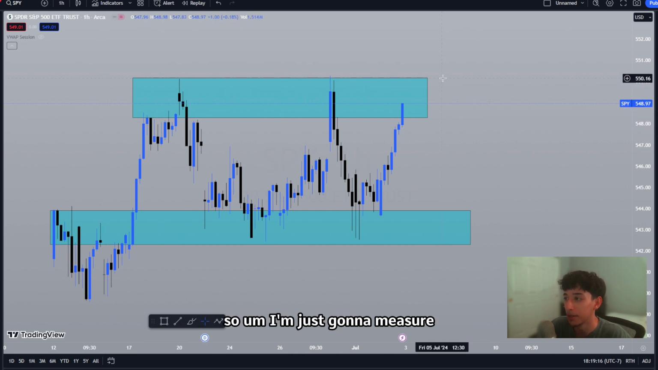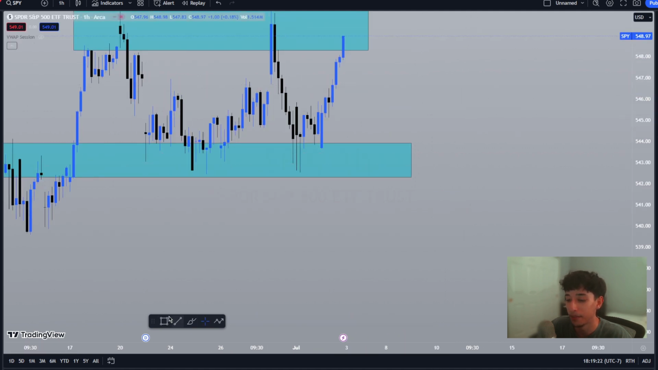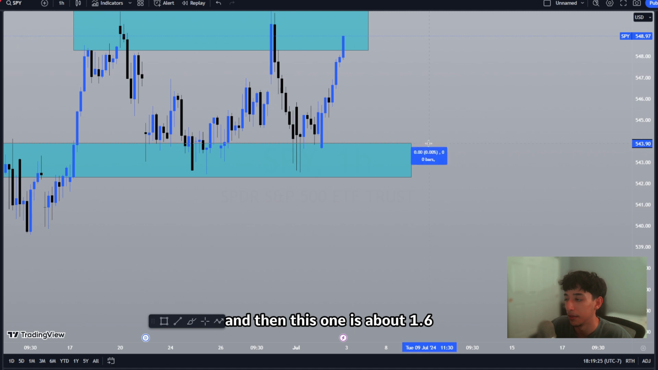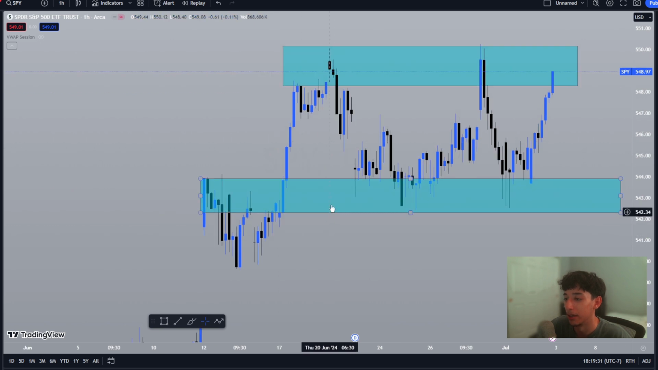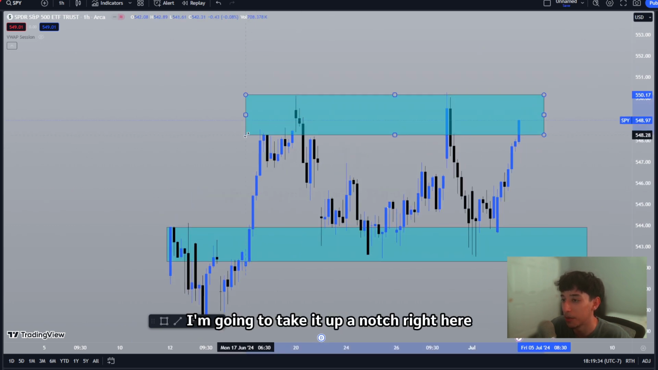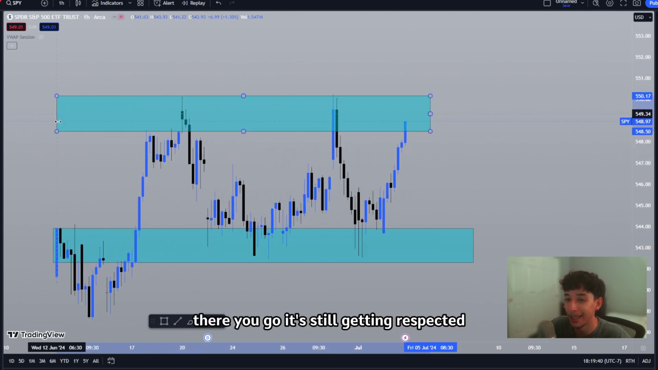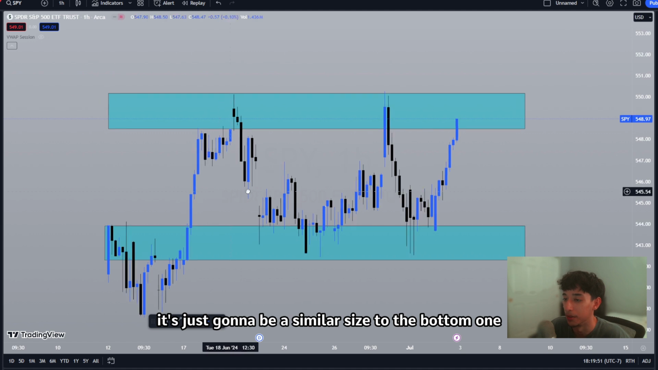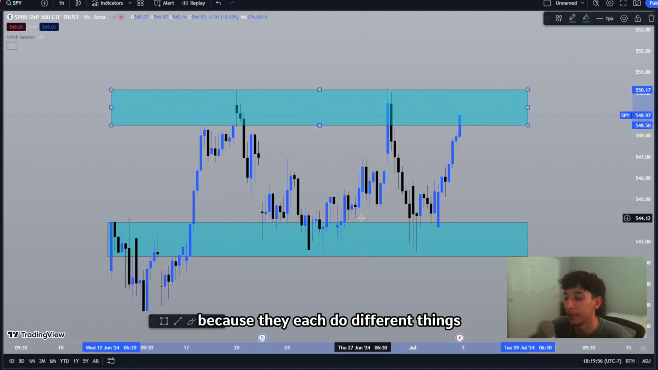So I'm just going to measure. That is about 1.8. It's not bad. And then this one is about 1.6. So I do want to make this one a little smaller to match the zone down here. I'm going to take it up a notch right here. There you go. It's still getting respected. It's just going to be a similar size to the bottom one. So now we have two zones, and we want to make them different colors because they each do different things.